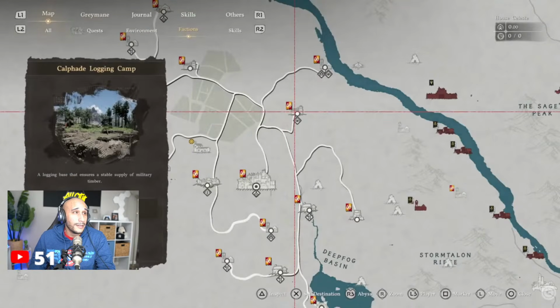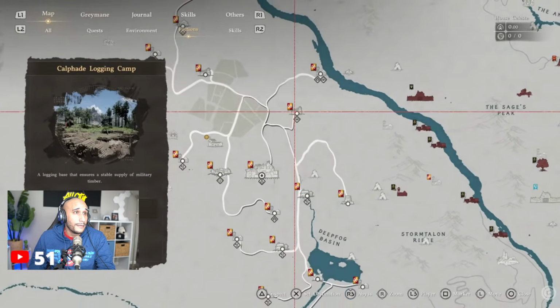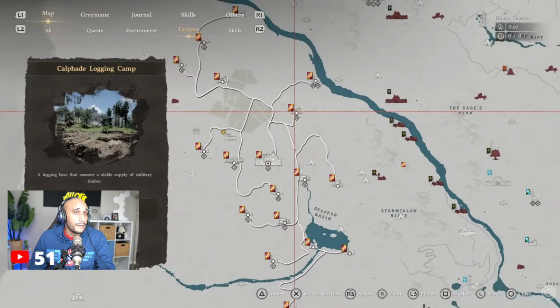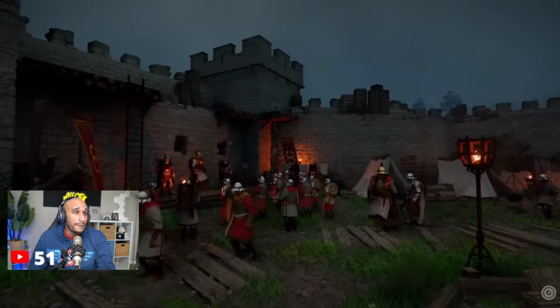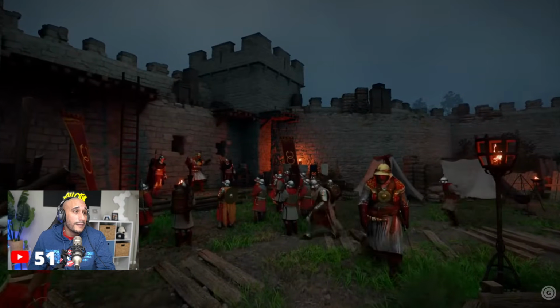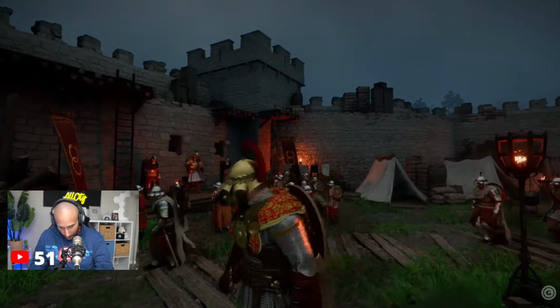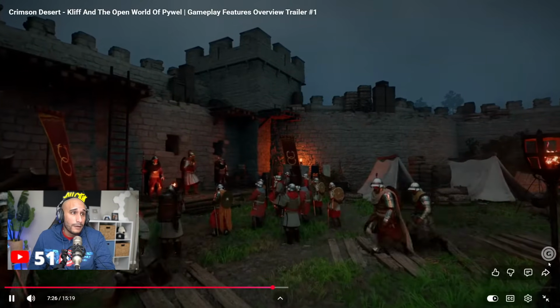I love that. There's a quests map. Many of Pywel's quests revolve around the factions, houses, and organizations of Pywel. Look at that map. Some of these quests are grand, with large-scale objectives like reclaiming fortresses and taking on formidable foes.